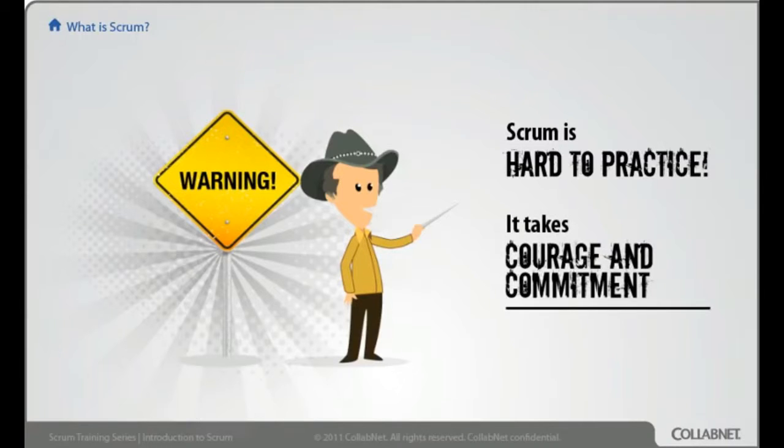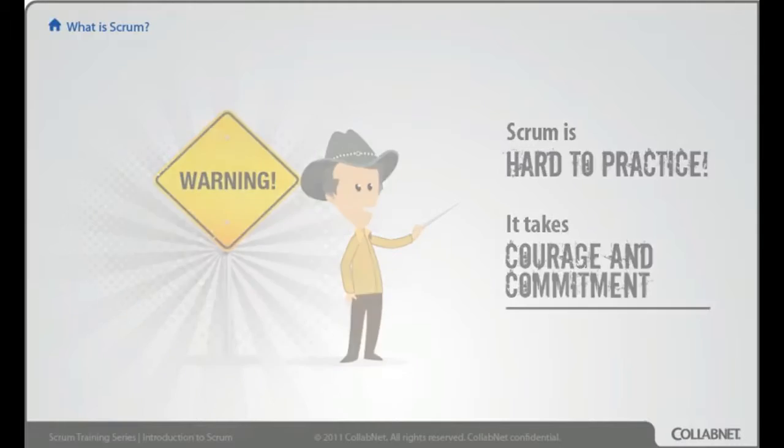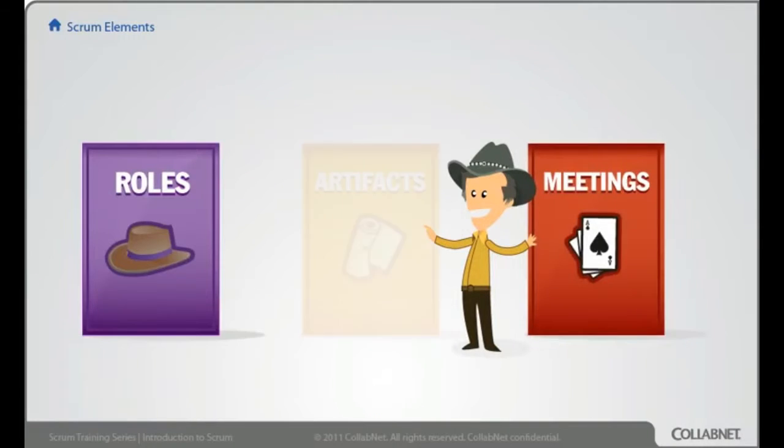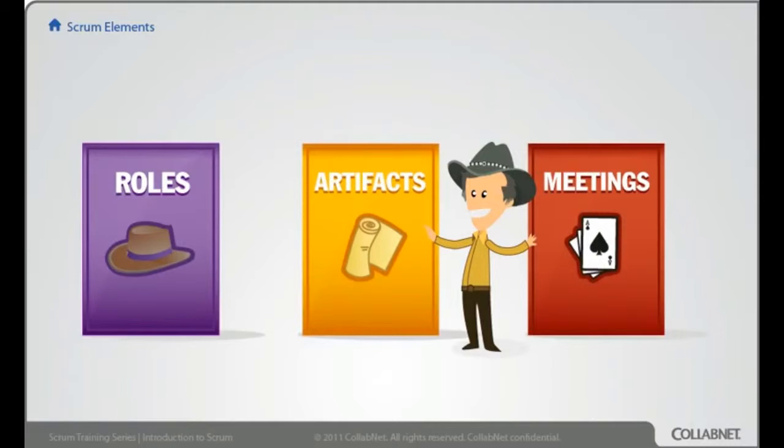Healing the organizational impediments exposed by trying to do Scrum is more important than, quote, "doing Scrum." But this path to mastery starts with learning the framework properly. Scrum provides a structure of roles, meetings, rules, and artifacts. Let's do a quick overview of them now.